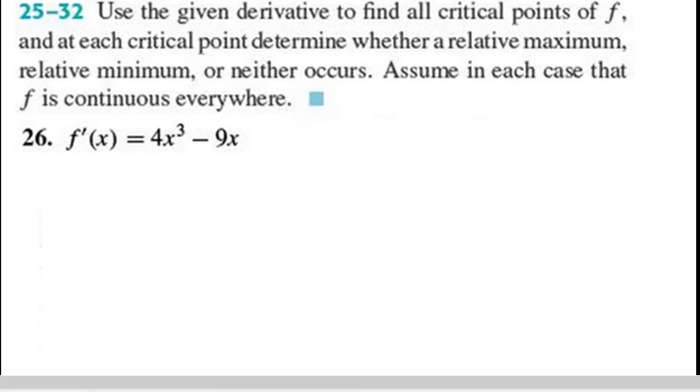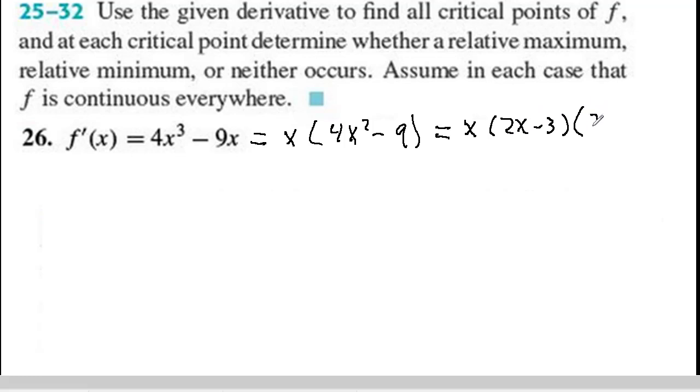So to find all the critical points, we just need to find the zeros. So what we can do is we can write this in factored form. We can begin by factoring out an x, and that leaves behind 4x squared minus 9. There you can see that you have the difference of two squares, and so then we still have the x, don't lose the x. And then you have 2x minus 3 and 2x plus 3.